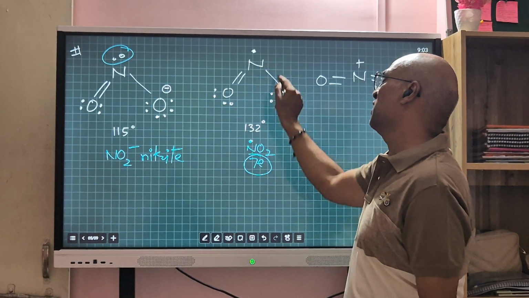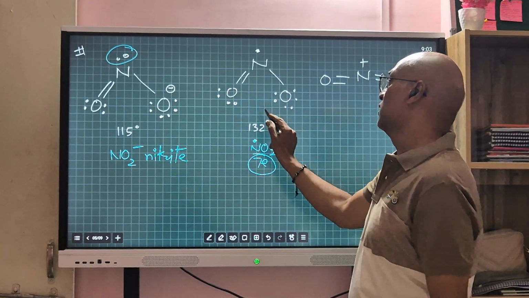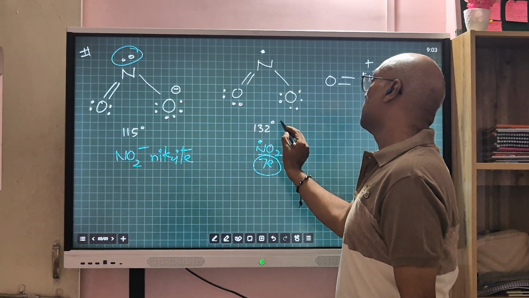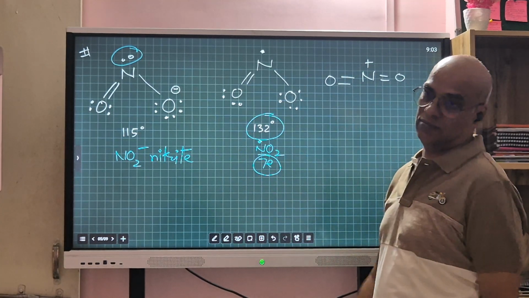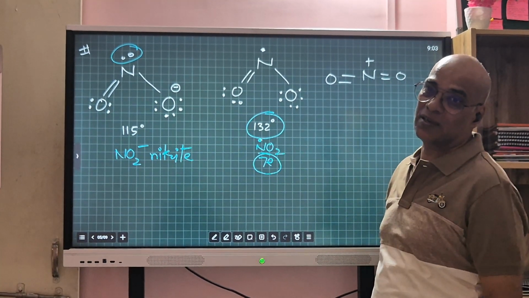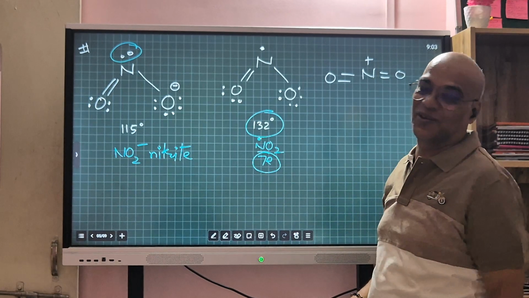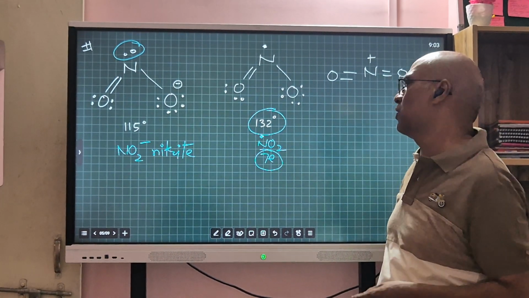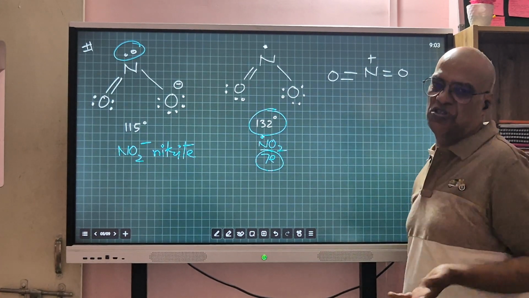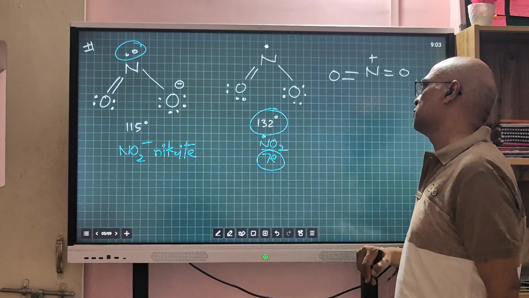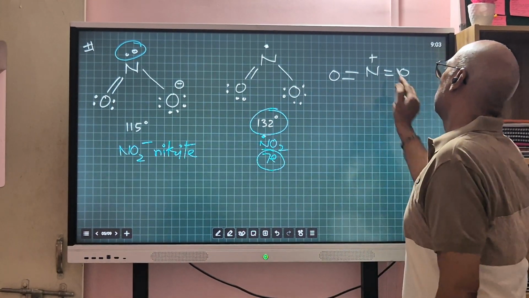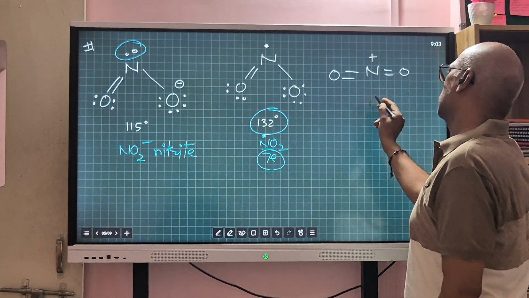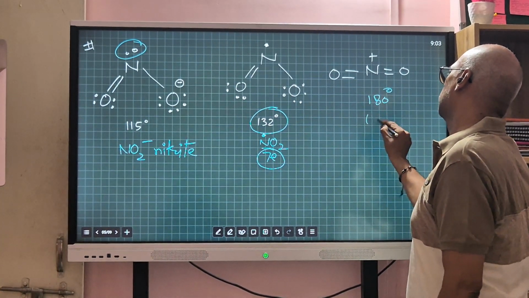The single electron will repel less. Okay, then it is 132 degree, not less than 120. So odd electron species don't follow the concept we use for a complete octet Lewis structure. Okay, so it is an odd electron species. Now this is very simple. There is no lone pair, so it is 180 degree linear.